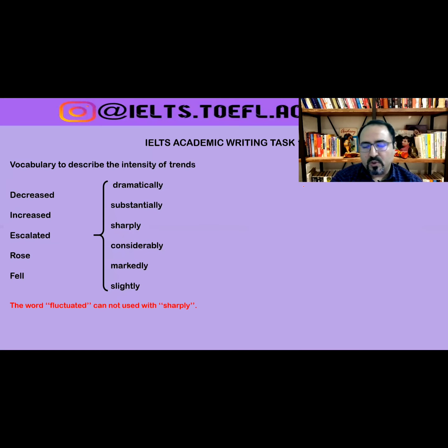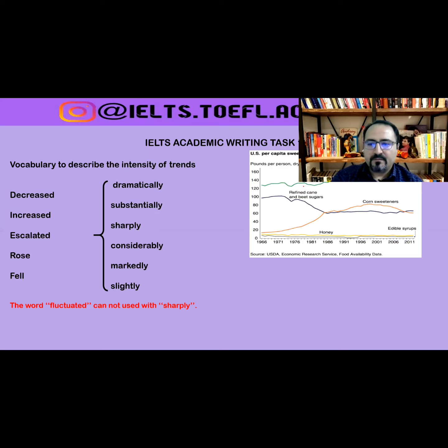Here is a very important note to say that for the verb fluctuate, we cannot use the adverb sharply, because fluctuation actually happens over a span of time with lots of ups and downs, and it is not sharp.